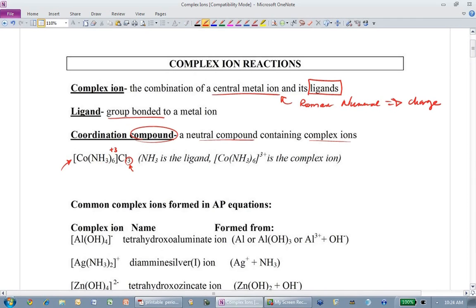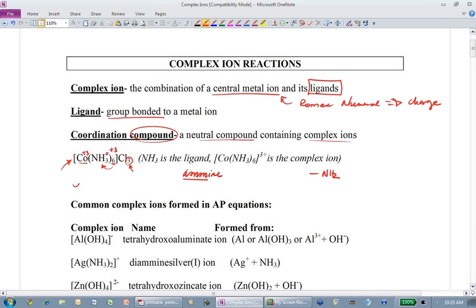But when we put it into this situation, we change its name to amine, A-M-M-I-N-E, like ammonia, but not to be confused with amine as in amino acid, which is an NH2 group. That's another lesson. So this is hexa, because there's 6 of them, amine, because that's the name of that ligand, cobalt, and it would be cobalt Roman numeral 3, because the only way this entire set of brackets has a +3 charge, when this is 6 zeros, is that this has to be a +3.